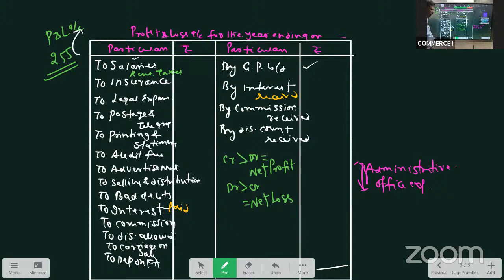We'll do one thing. We'll take one question for our practice. So I'm taking question number 6, page number 271. What is the question? Please see. Prepare profit and loss account from the following particulars. He has given some items and is asking us to prepare a profit and loss account.